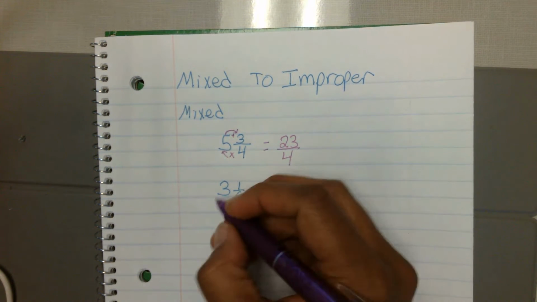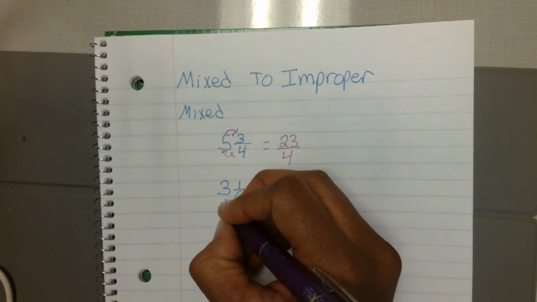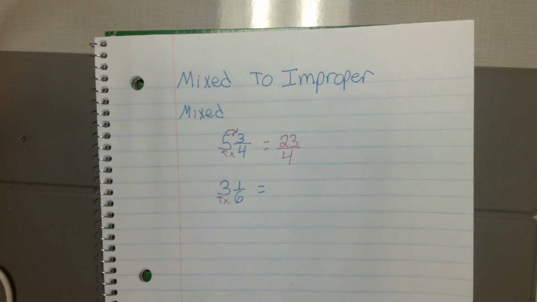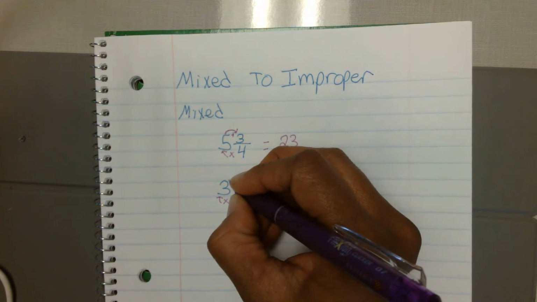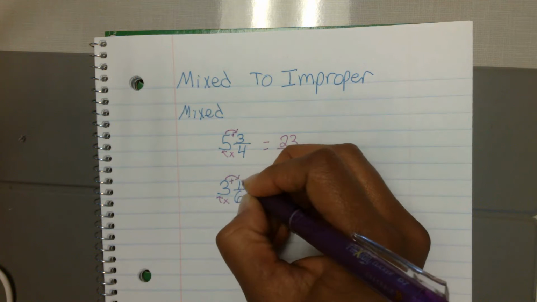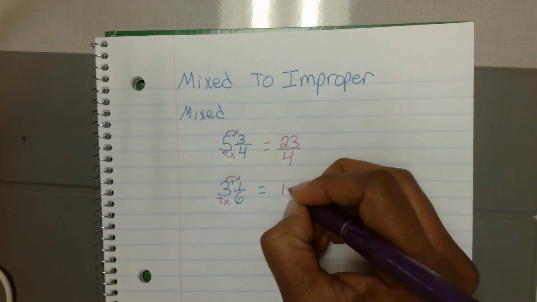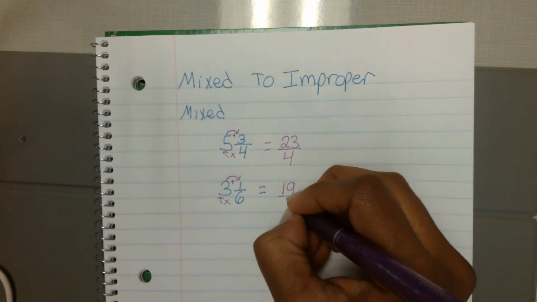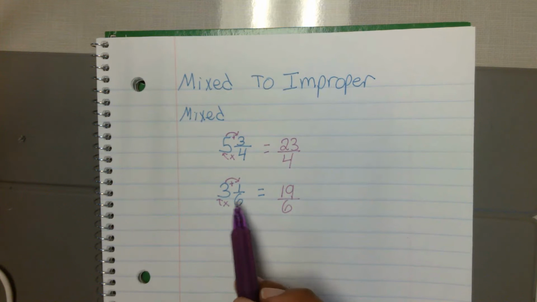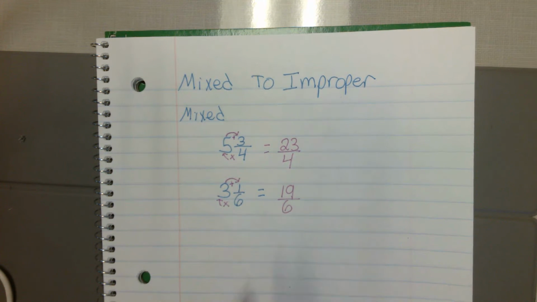So I look at my denominator. I'm going to multiply going this direction. So 6 times 3 is 18. So I think 18. And then I'm going to add going this direction. 18 plus 1 is 19. So my new numerator is 19. My denominator stays the same. So 19/6. So again, you multiply denominator with whole, and then add in the numerator, and that is your new numerator.